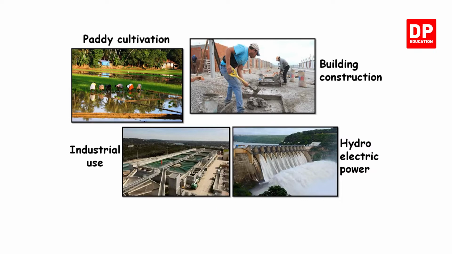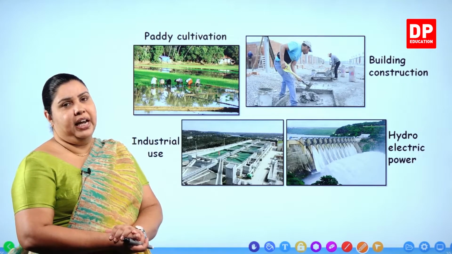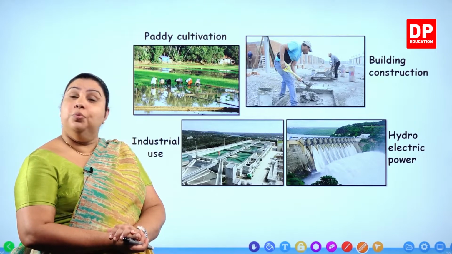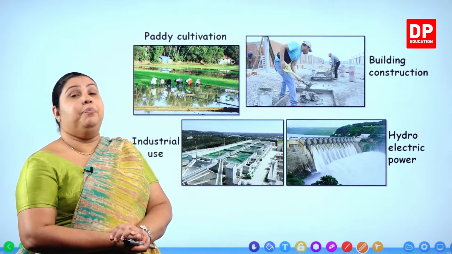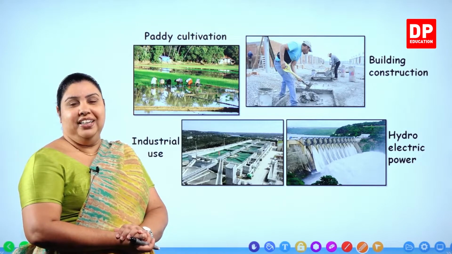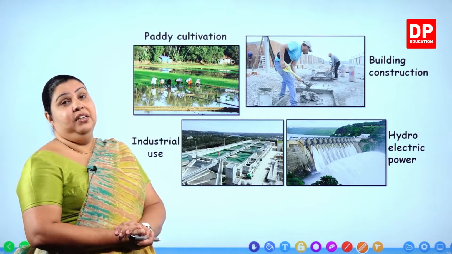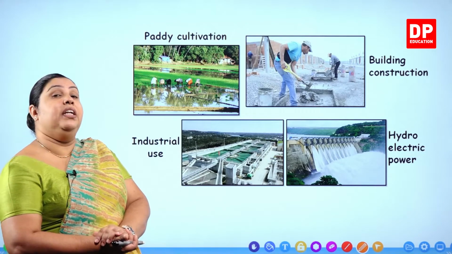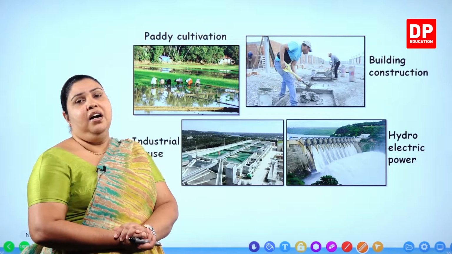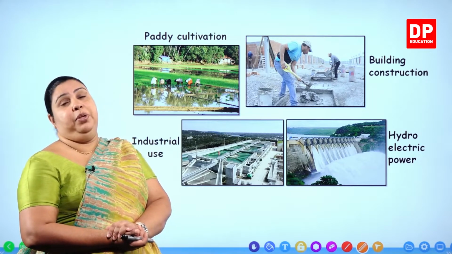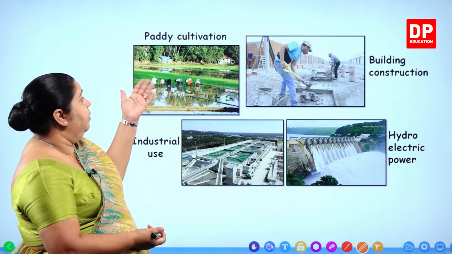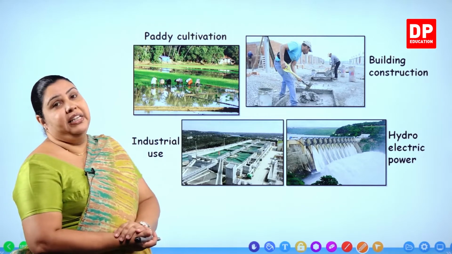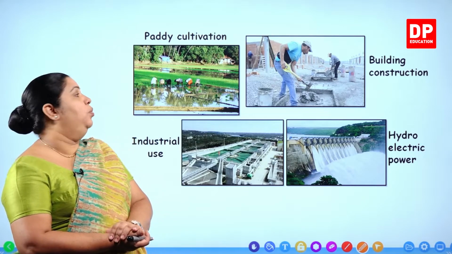What else? Look at this. For paddy cultivation. Paddy cultivation. We need water to grow paddy and do farming. We need water for our agriculture. Not only for paddy but for all the cultivations. For irrigation. So mainly the paddy cultivation is based on water.